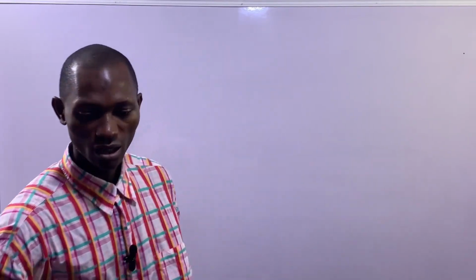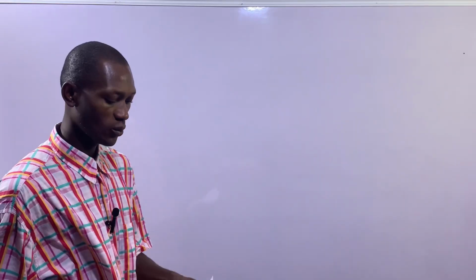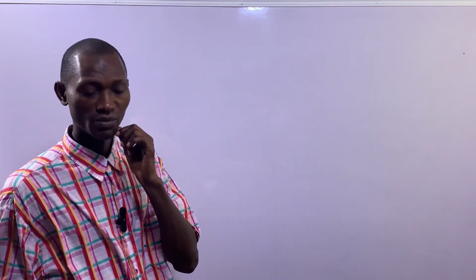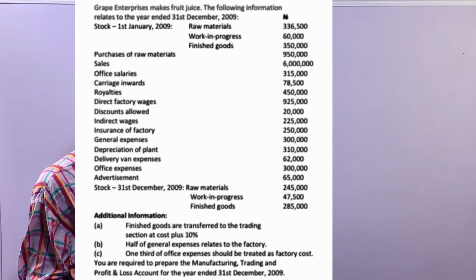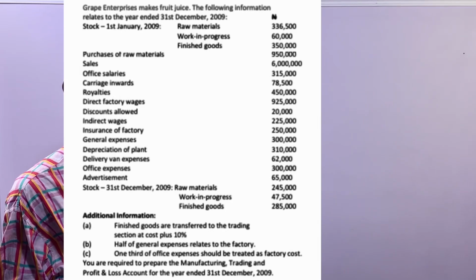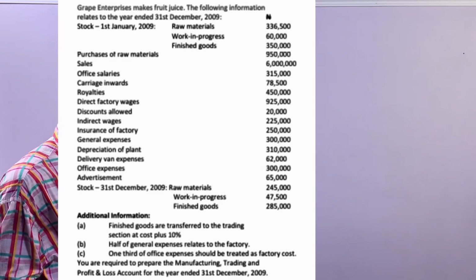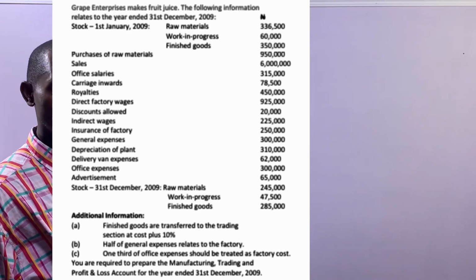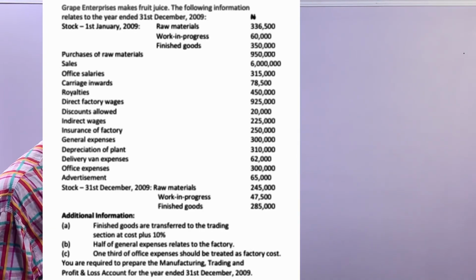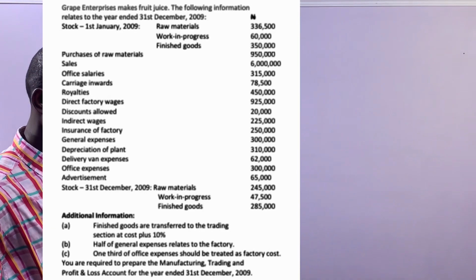I have a question here which we are going to solve. The question will be displayed on the screen for you all to see. So I read: Grape Enterprises makes fruit juice. The following information relates to the year ended 31st December 2009.